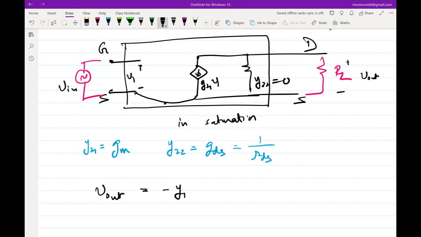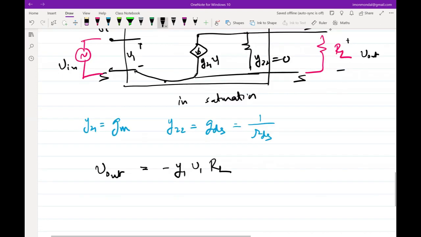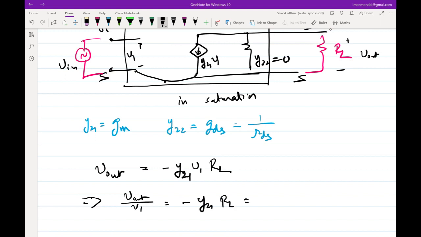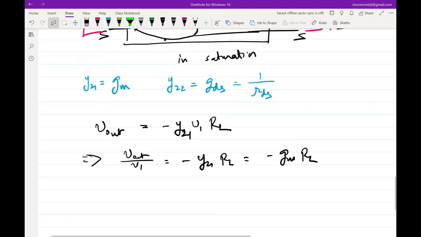Minus Y21 V1 times RL, because Y22 is 0, right? So our gain is equal to minus Y21 RL. So now we can say it's minus GM times RL. We have to get used to this terminology. What is GM? What is the expression for GM?